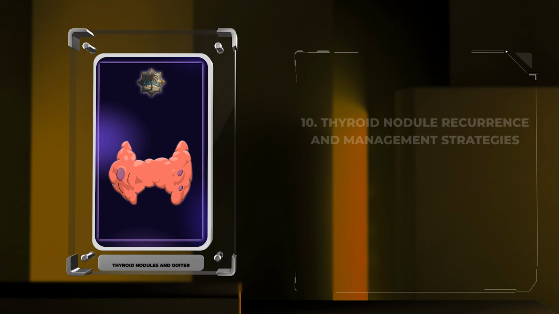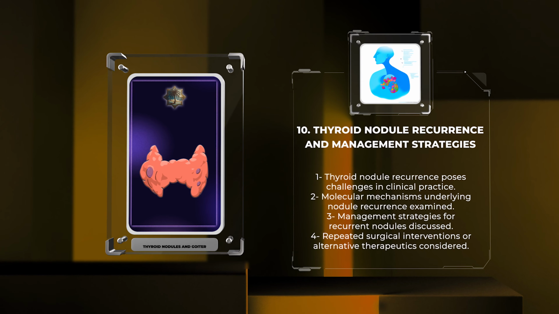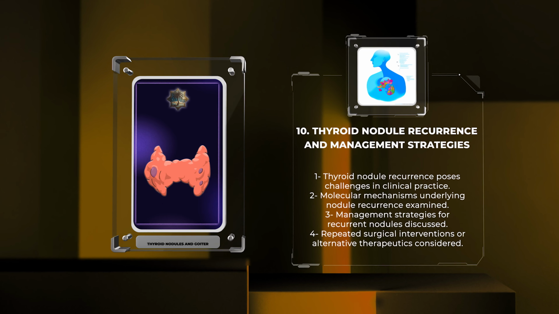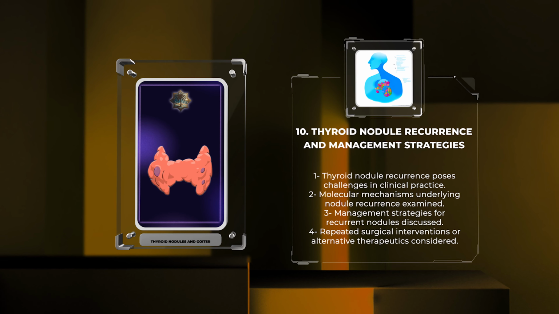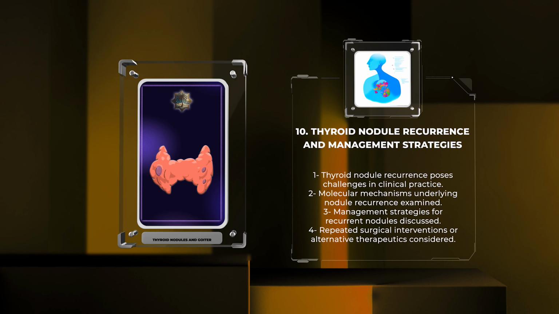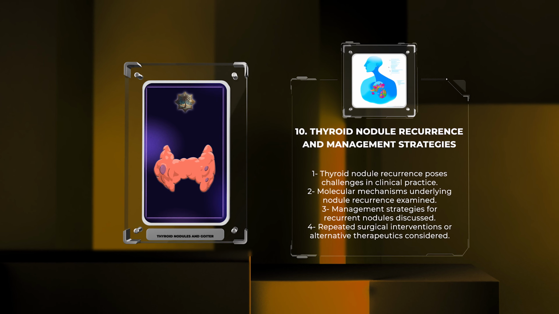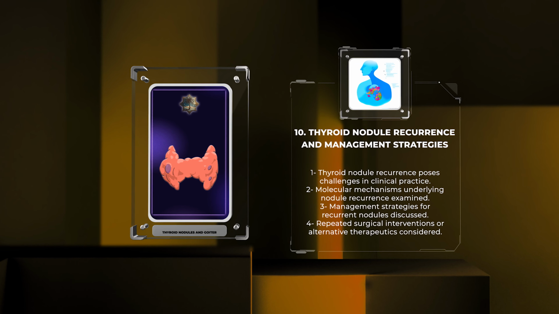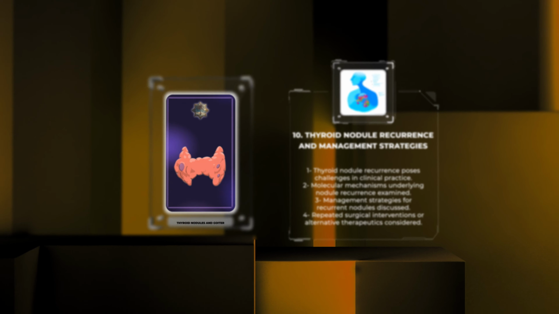Thyroid nodules often pose difficulties in clinical practice due to their tendency to recur. In order to better understand this phenomenon, it is important to examine the molecular mechanisms underlying nodule recurrence. Moreover, we need to discuss the existing strategies for managing recurrent thyroid nodules, which may involve repeated surgical interventions or considering alternative therapeutic options. By exploring these aspects, we hope to provide a comprehensive overview of the challenges associated with thyroid nodule recurrence and the possible management strategies to address them.